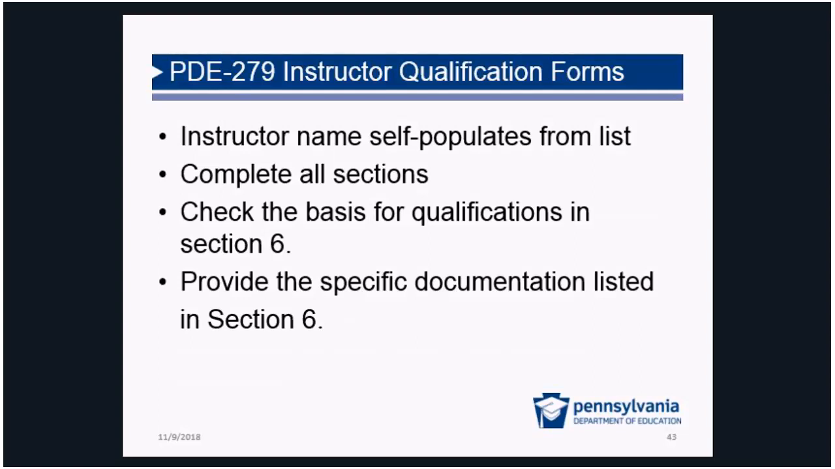For the instructor qualification list, you will note that the instructor names have self-populated onto the qualification forms. Please complete all sections in each of the instructor qualification forms, and please be sure to check the bases that you have used to determine that this instructor is qualified in Section 6 of the form. Provide the documentation to support the qualifications that you have checked in Section 6.